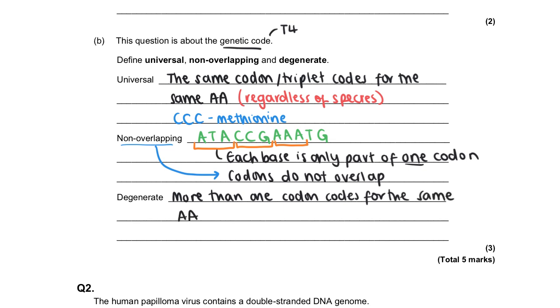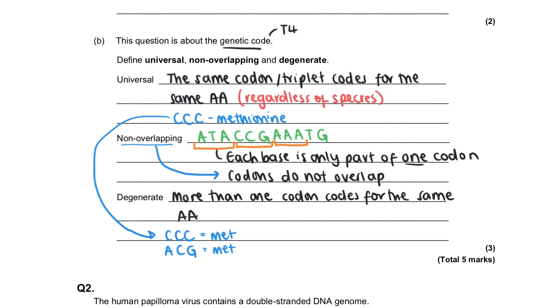So if I continue with this example, I know it's not correct, this is just an example. Let's say CCC equals methionine. We could also see that ACG makes methionine as well. And the idea of the degeneracy is that methionine will be made by multiple different codes.